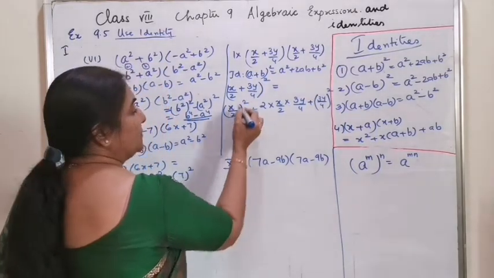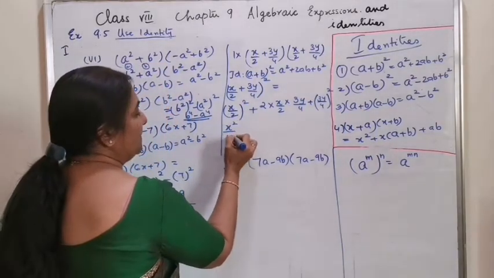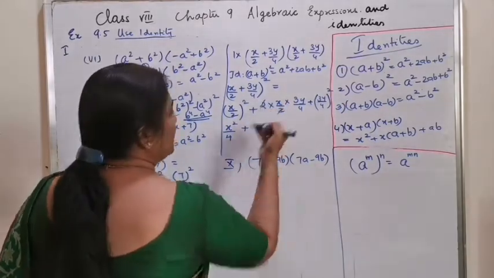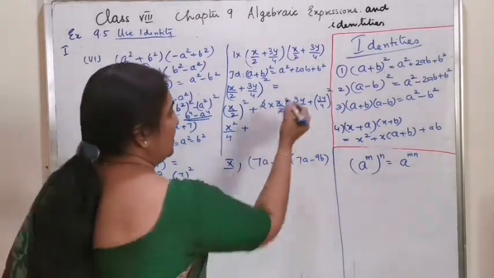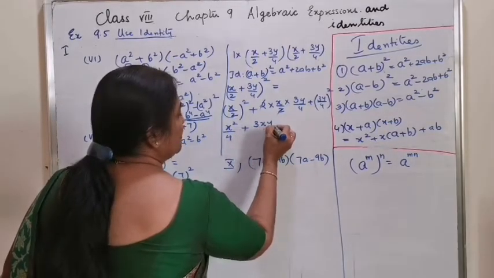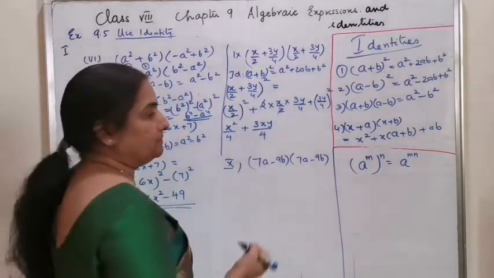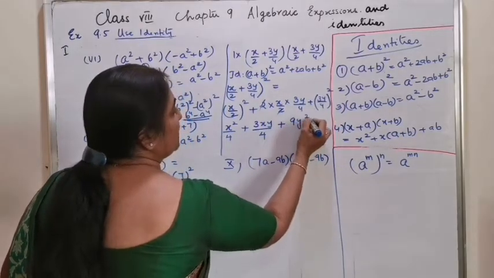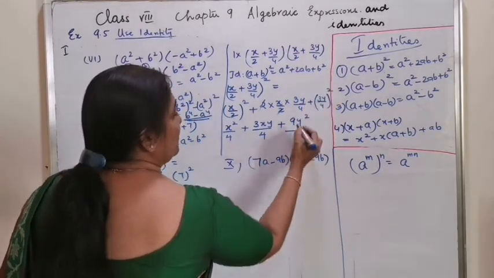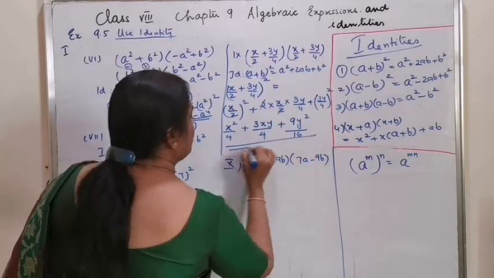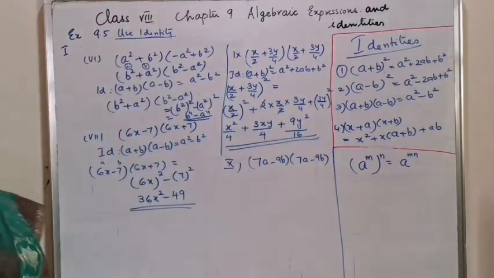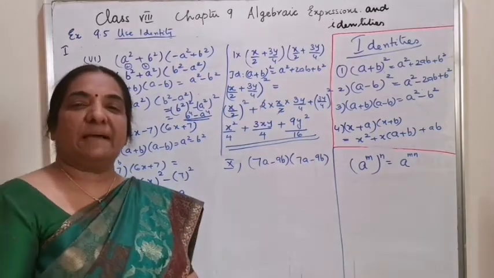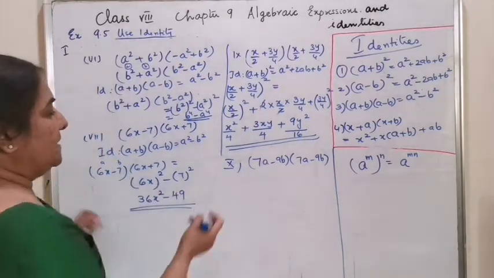What is (x by 2) the whole square? x square by 4 plus. Check whether any simplification. 2 and 2 get cancelled. That's all. So the next term is 3xy by 4 plus (3y) the whole square, which is 9y square by 4 square is 16. So the answer is x square by 4 plus 3xy by 4 plus 9y square by 16.